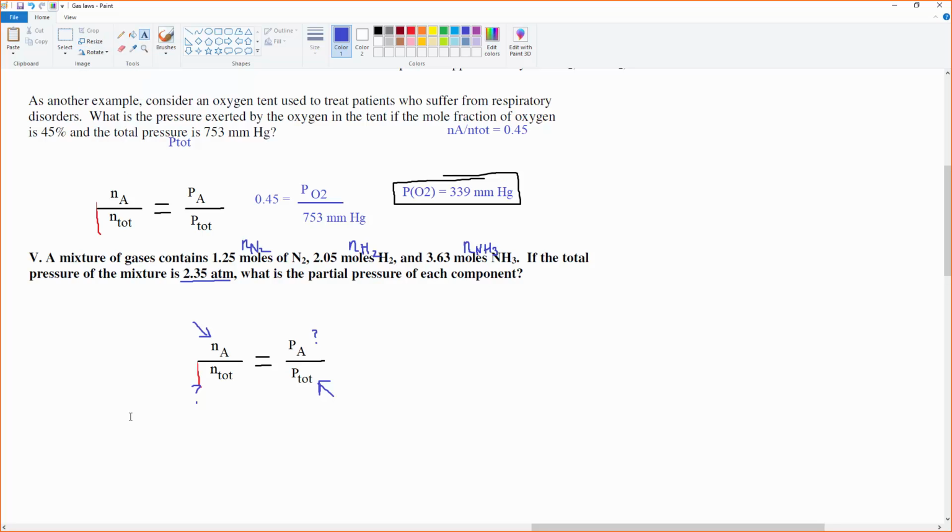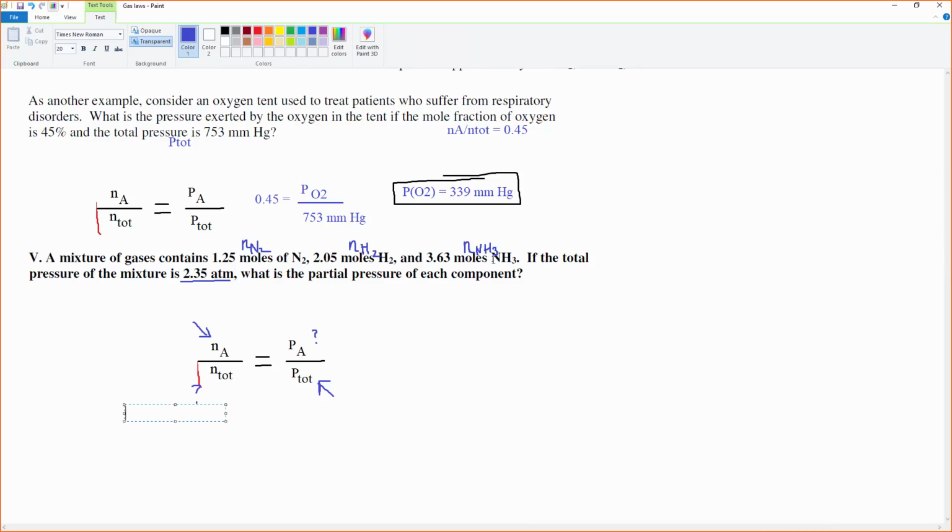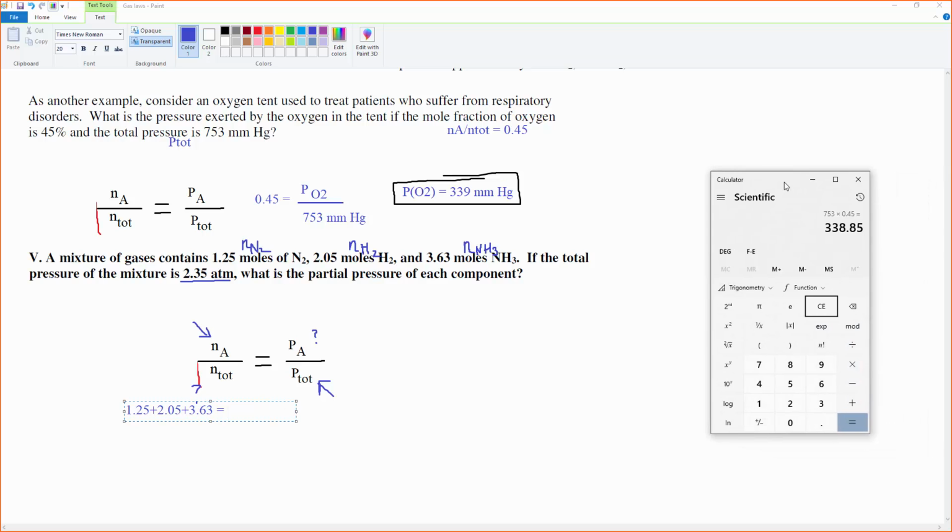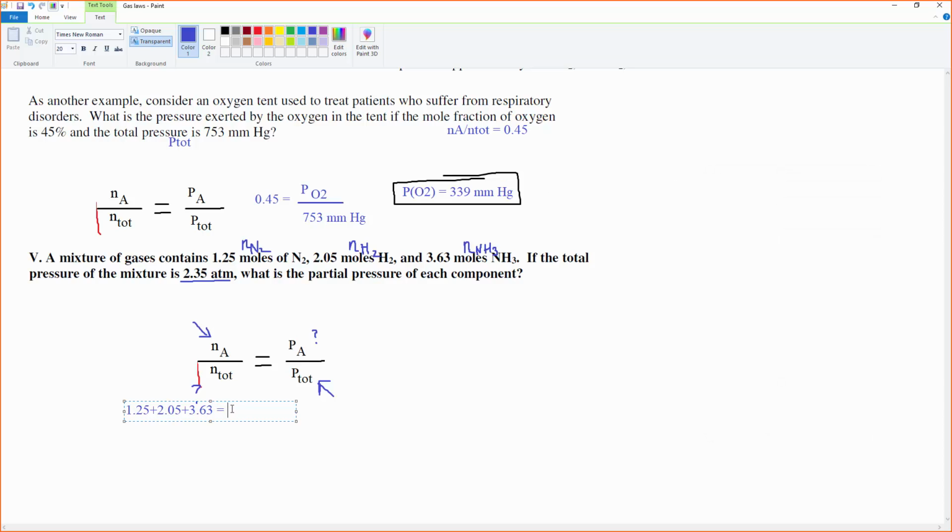You are totally right, Sarah. You just add them all together. The total number of moles is the total number of moles, right? So if you have 1.25 moles of this and 2.05 moles of this plus 3.63 moles of this, then the total number of moles in your sample of gases, because they all behave the same, even though they're wildly different compounds. They all behave the same way, I should say, physically as gases. You've got a total of 6.93 moles of gases, 6.93. That is your N tote.